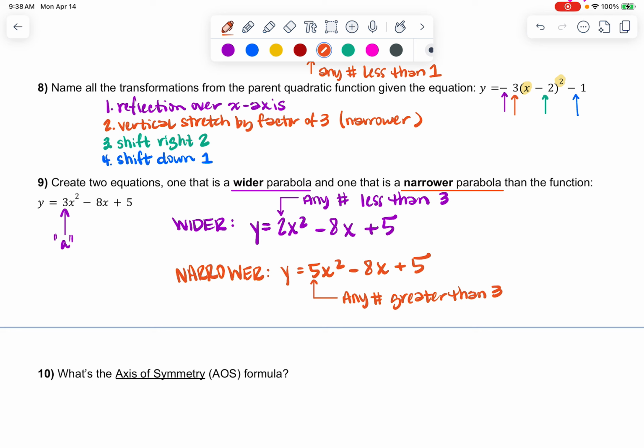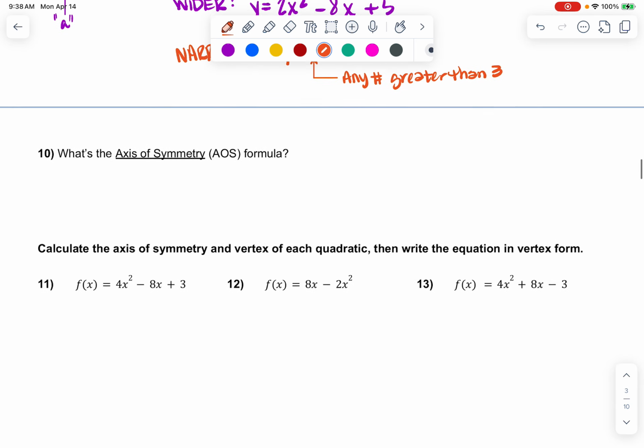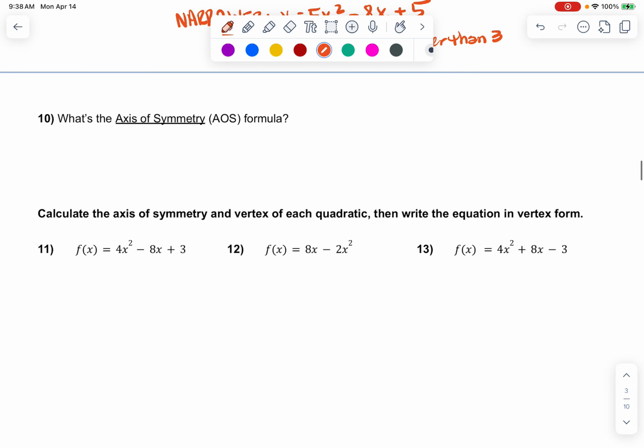All right, so that's how that is going to work. All right, moving on to number 10. So number 10, what is the axis of symmetry formula? Okay, well, this is on your formula chart. So x equals negative b over 2 times a.